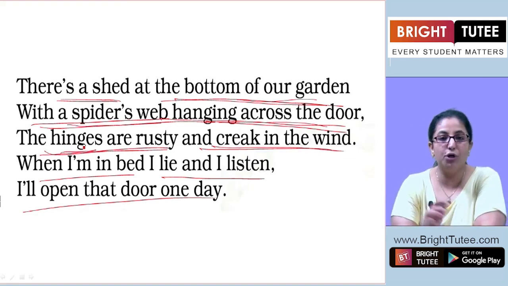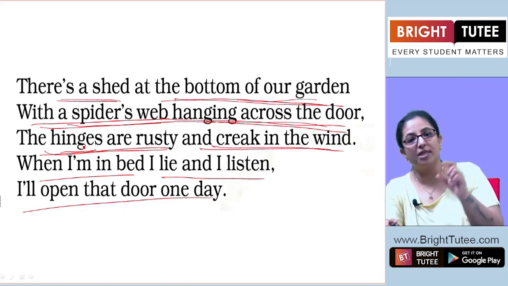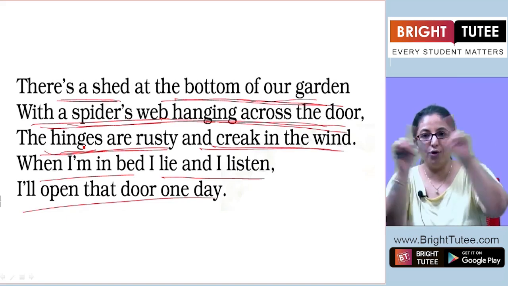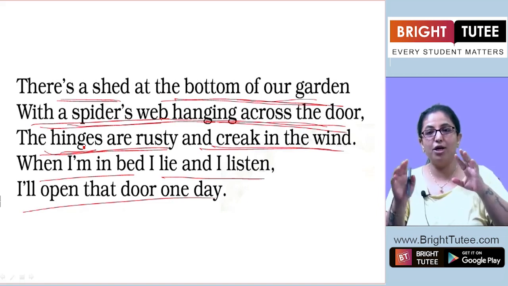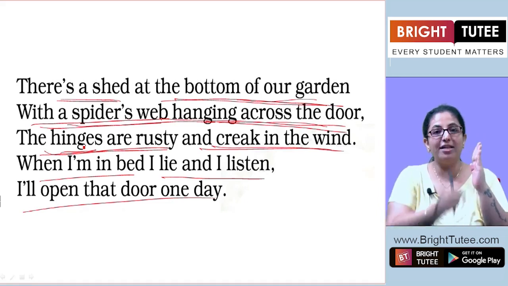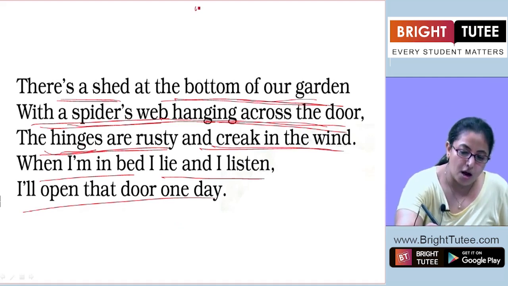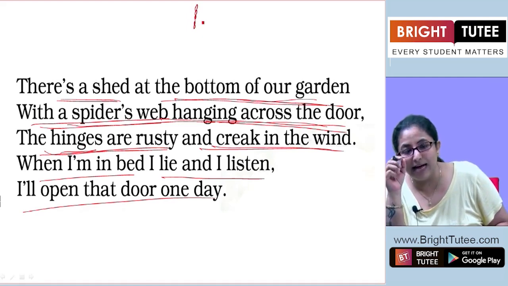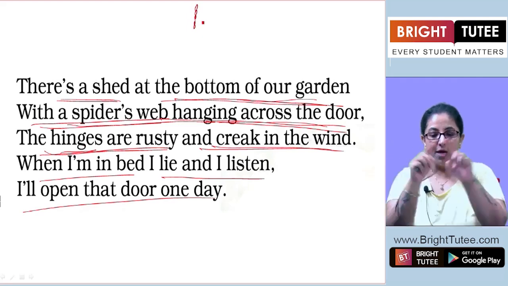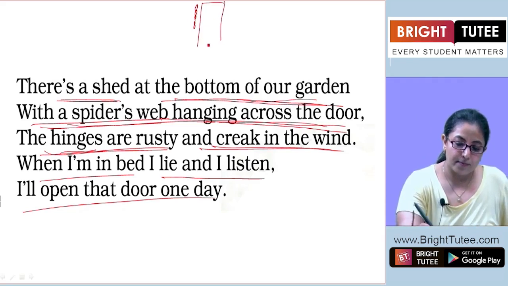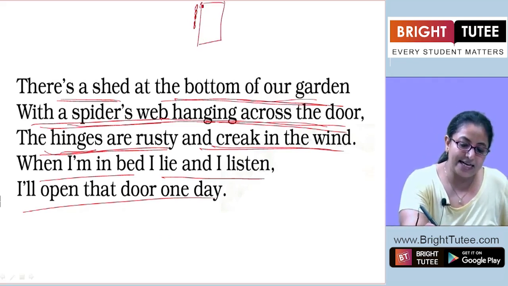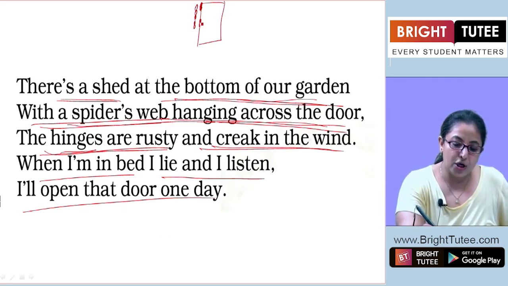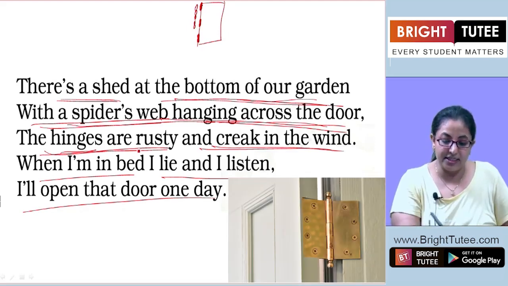The hinges. Do you know what the hinges are? Suppose there's a door. At the border where the door is attached, there are small iron bolts. You can see iron bolts. That is hinges. This is a door, and at the sides of the door, it is attached with these kind of iron things. These are the hinges.